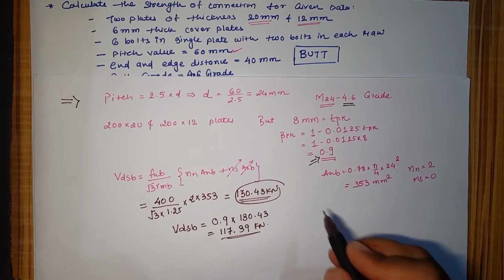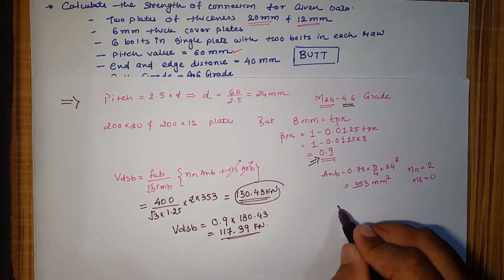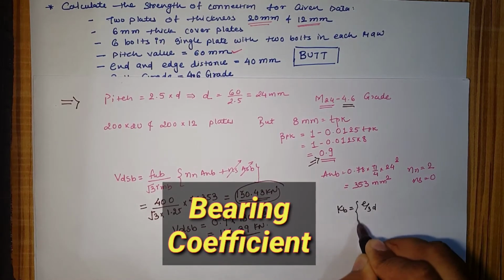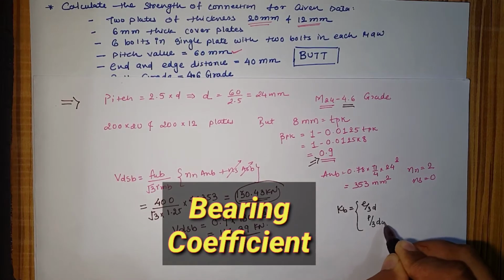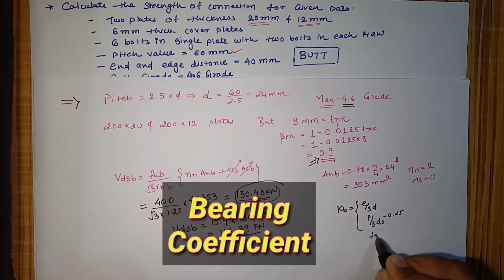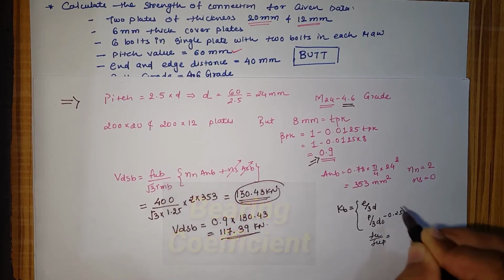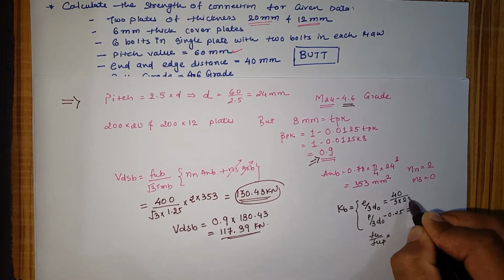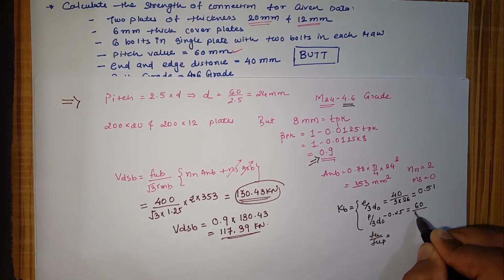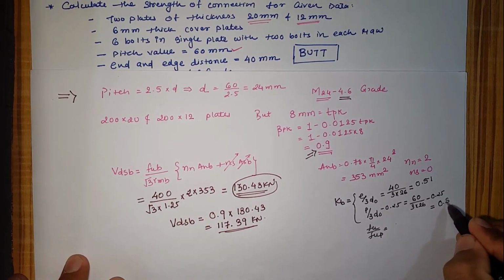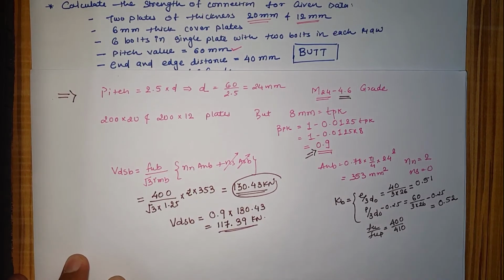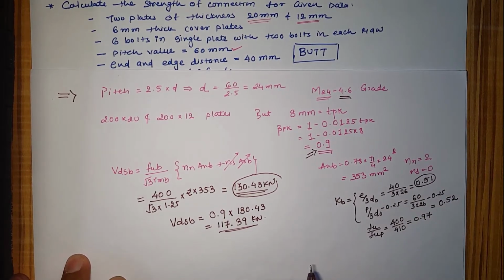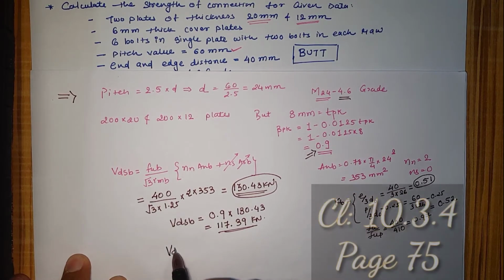Now let us calculate the value of VDPB, but for VDPB we must have the KB value, which is the smaller of e by 3D0, pitch by 3D0 minus 0.25, and FU by FUP. Now let us calculate the values. The smaller of all the values is 0.51.